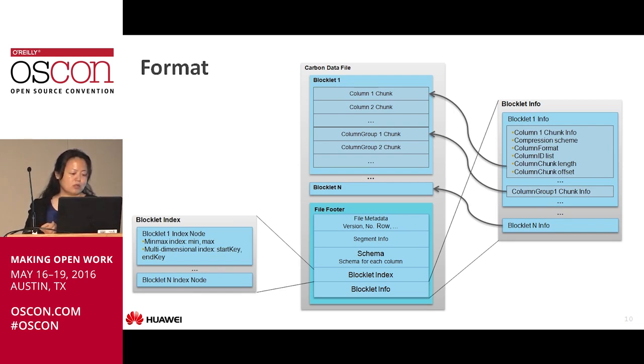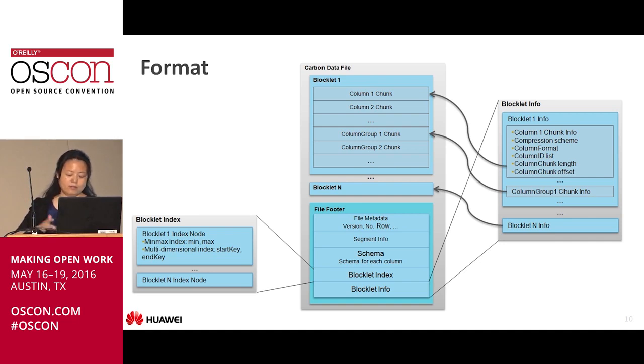So it contains information about the min-max value of each column in the blocklet, as well as the multi-dimensional key index, which we're going to introduce a little later. We also store blocklet level metadata information. For instance, we have the compression scheme of this blocklet, column chunk length, and column chunk offset, which is a pointer to the column chunk to speed up the scan.